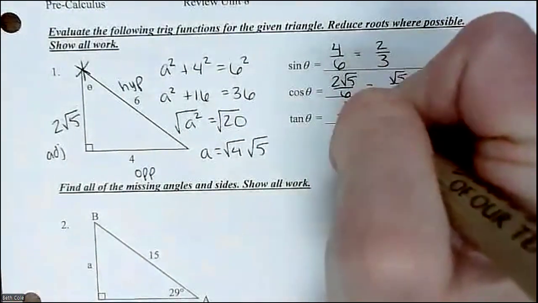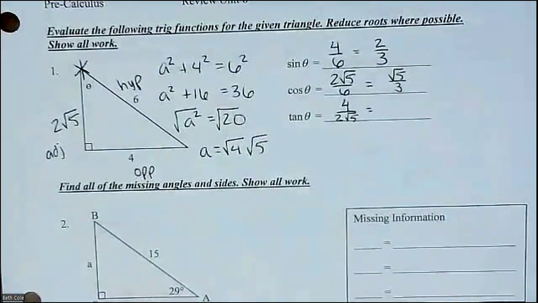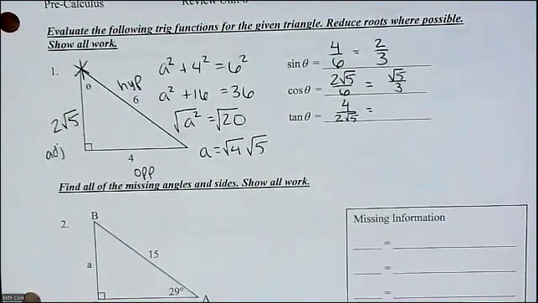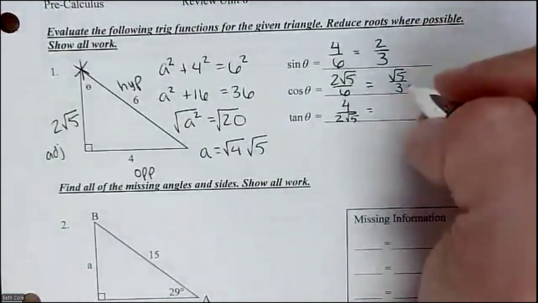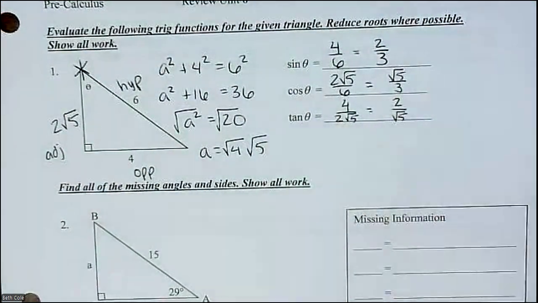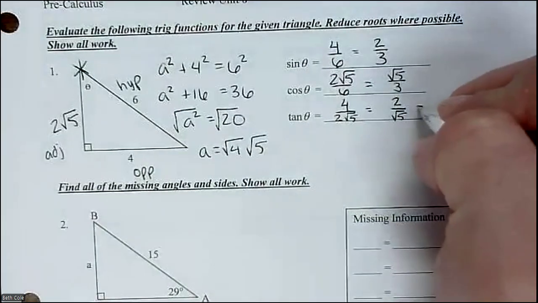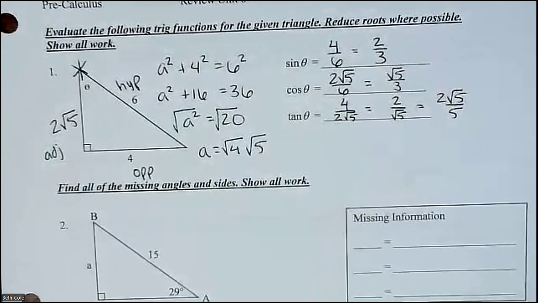So that's going to be 4 over 2 square root of 5. So there are 2 steps to this. The first one, I would reduce these numbers. 4 divided by 2 is 2, or you can think of it as 2 over 1. And then your last step is to rationalize. So it's going to be 2 square root of 5 over 5. That is it for that one.